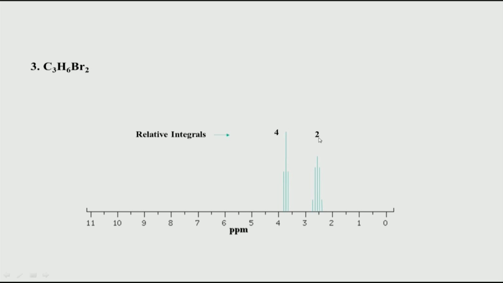And the area, if you take the area under the peak, says that this should be 2, corresponding to 2 hydrogens, and this is corresponding to 4 hydrogens. So, if you add these two, 4 plus 2, you basically get 6 hydrogens, which is satisfying this particular formula. So, now let us see what happens.